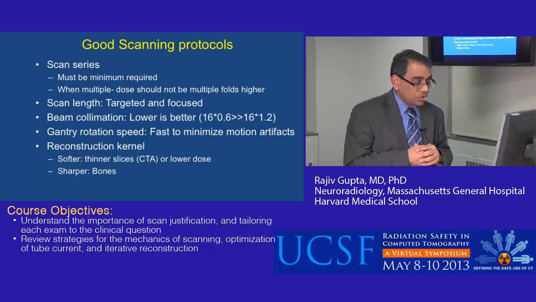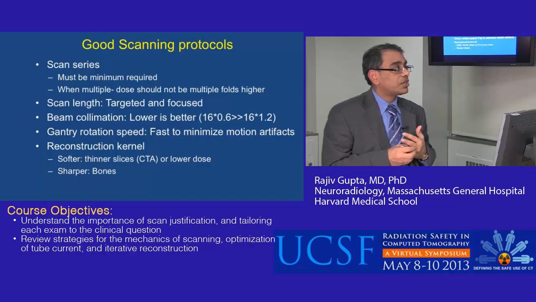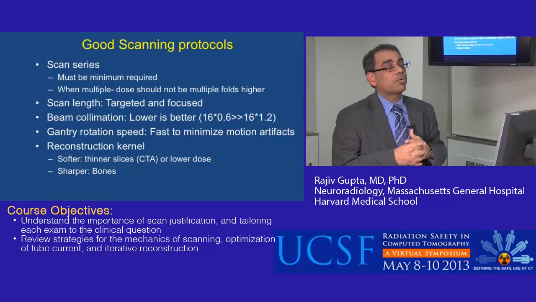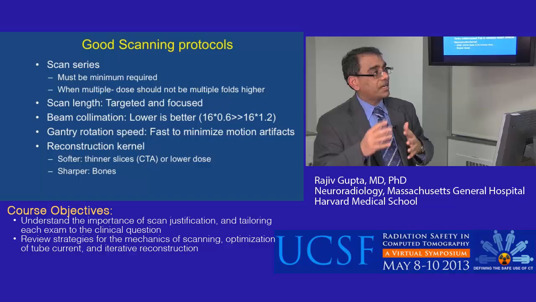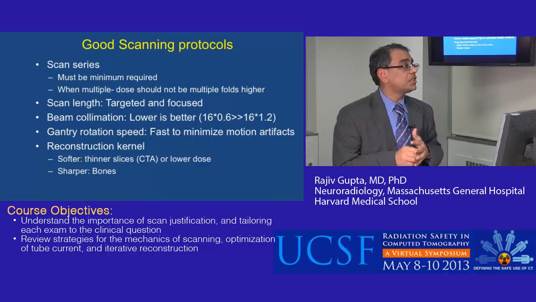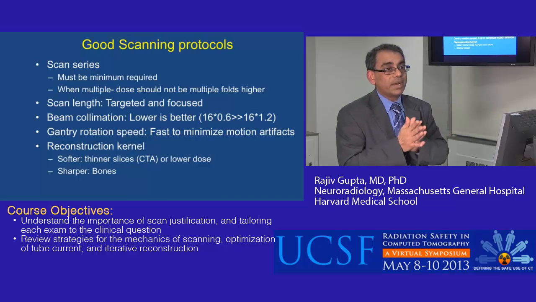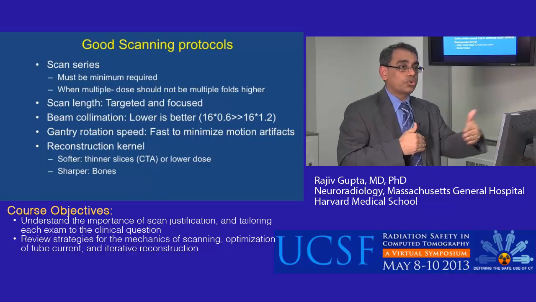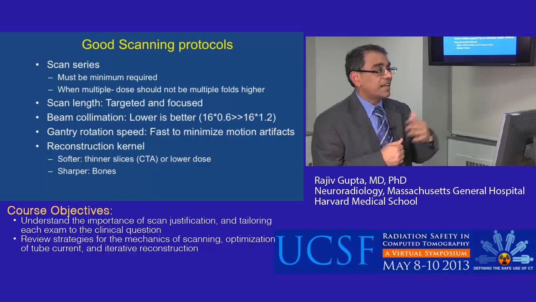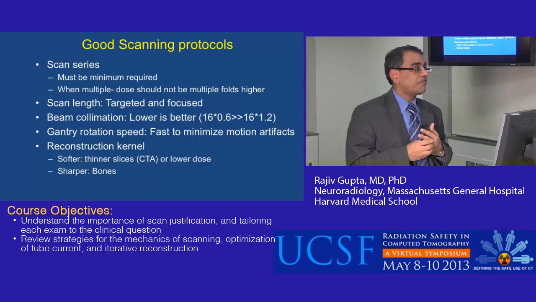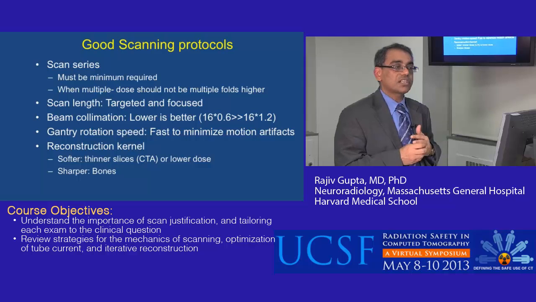Okay. So, good scanning protocol would include attention to scan series, making sure the minimum required scan series are acquired and then are pushed to the PACS, that the scan length is targeted and focused, that the beam collimation is proper. Lower beam collimation is better because there is less scatter noise, even though it takes more rotations to acquire the scan. Gantry speed, faster speed is better because you can finish the scan faster, and that appropriate reconstruction kernels are selected.